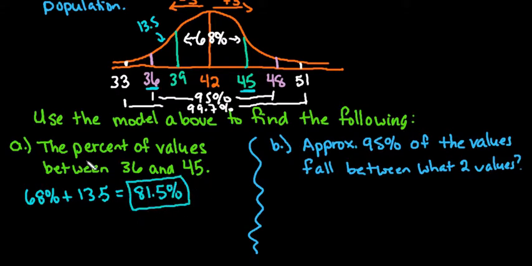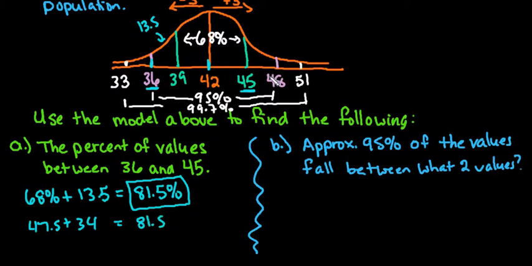That's not the only way that I could have done that. Another thing that I could have done is use the fact that from 36 to 42 is half of 95%, which is 47.5. And then we knew that this one was 34, so I could take the 47.5 plus the 34. That would also give us 81.5. So we could have done 47.5 plus 34, which is also 81.5.